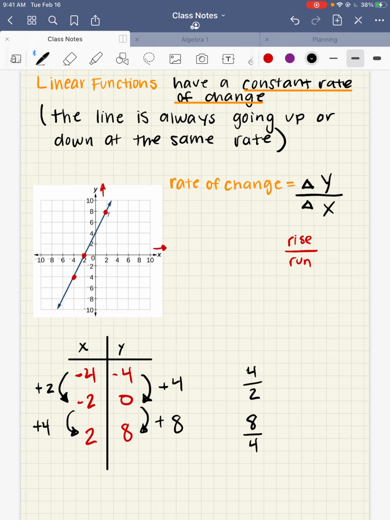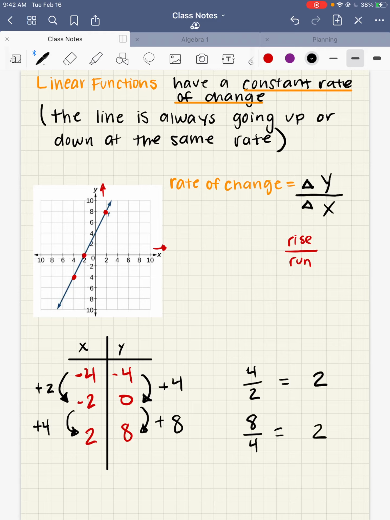Now, at first glance, these numbers don't look the same. But what we always have to be careful of is simplifying or reducing these proportions. So 4 over 2 can actually be simplified into something else. 4 over 2, well, 4 divided by 2 is 2. 8 over 4 can also be simplified. 8 divided by 4 is 2.